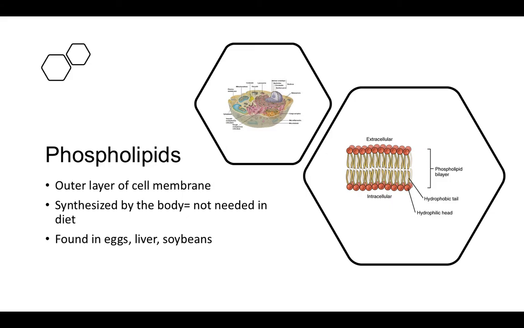We make phospholipids in our body. We do not need to consume them in our diet. They're not that dominant in our diet either, but there is a small amount of phospholipids found in eggs, liver, and soybeans.